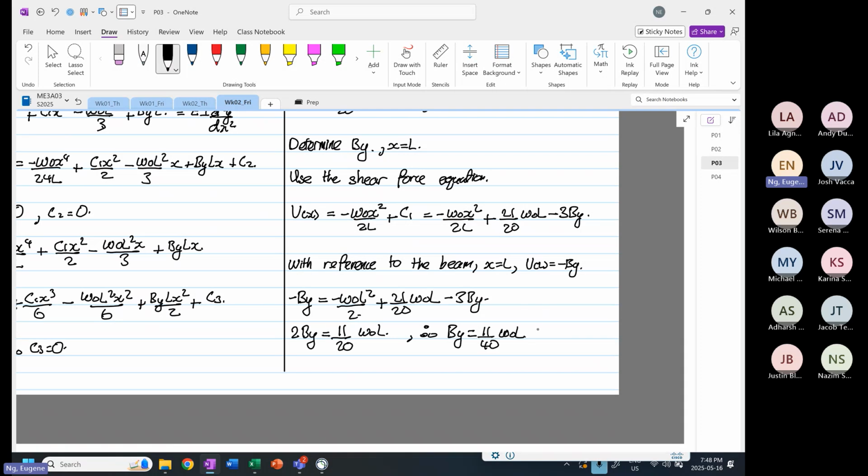Now, this is on the beam. On the beam is coming down. The reaction at point B will be equal to 11 over 40 omega naught L, and it's going upwards. Okay.